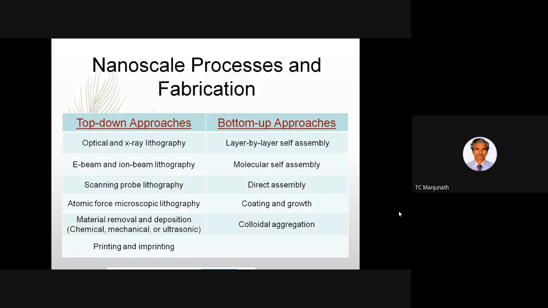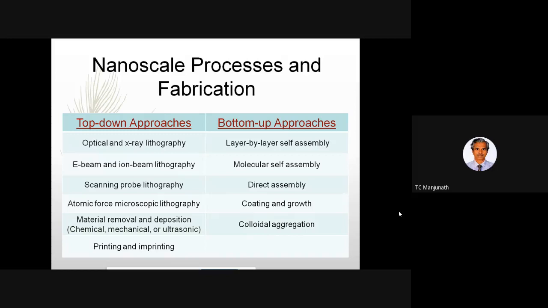Optical and X-ray lithography is there, electron beam, ion beam lithography, scanning probe lithography, atomic force microscope. The atomic force microscope is one device with which you can see up to the submicron level, up to 10 to the power of minus 12, millions of levels you can see with that microscope. It is like how you used to see a plant cell in a biological microscope in high school. Then material removal, deposition, chemical, mechanical or ultrasonics, all these are related to VLSI techniques, then printing and imprinting, etc.